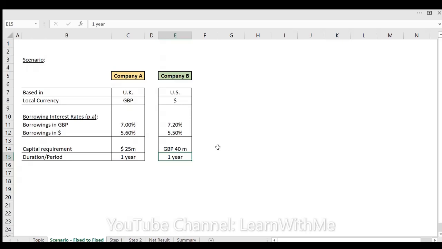So if Company A borrows money in GBP, which is its local currency, it would be paying 7% per annum, while if it borrows in US dollars, it would be paying 5.60% per annum. On the other hand, if Company B borrows the required currency in GBP, it would be paying an interest rate of 7.20% per annum, while if it borrows in the US dollars, it will be paying 5.50% per annum. So the bottom line here is that borrowing locally in the local currency is cheaper than borrowing in a foreign currency for each of these companies.